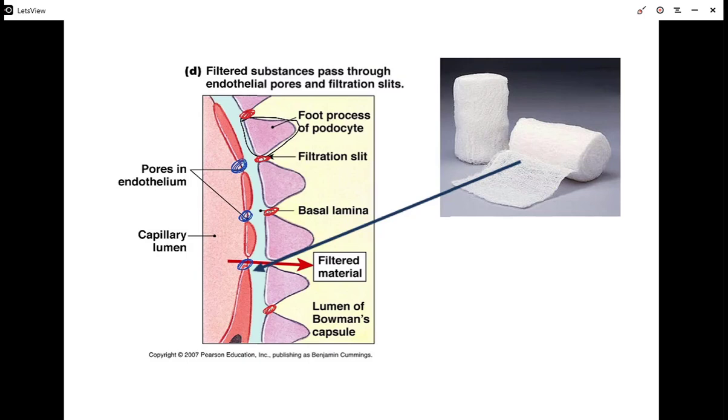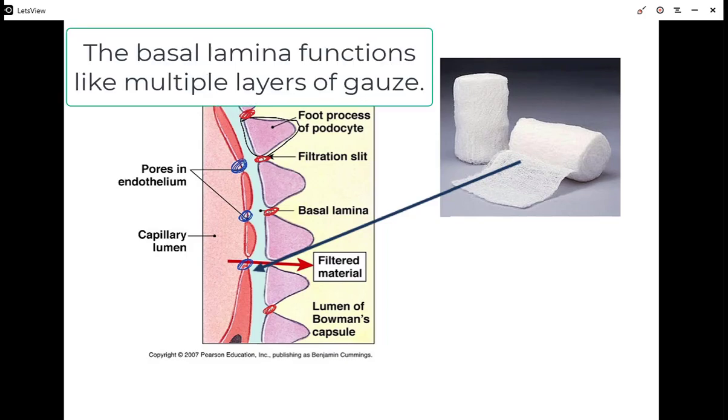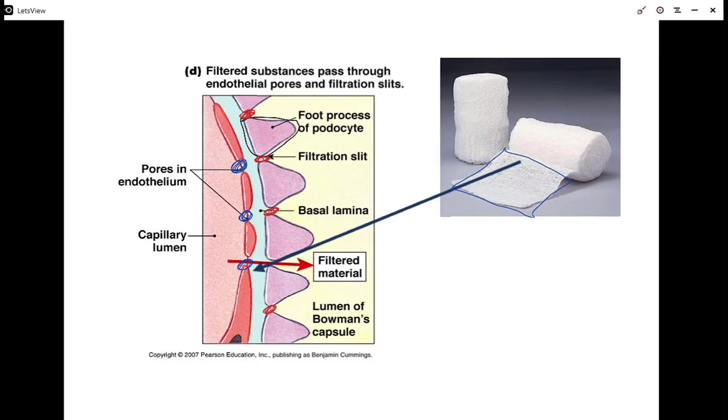Now, if you remember anatomy, hopefully, you remember that anytime you have a layer of cells, an epithelial layer, and it's stuck to something else, there's always some sort of basal lamina, which involves collagen fibers. The basal lamina here is going to act like gauze. And the gauze is actually a network of collagen. So collagen is a thick fibrous protein.